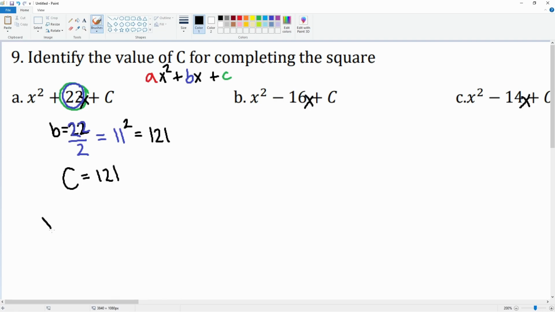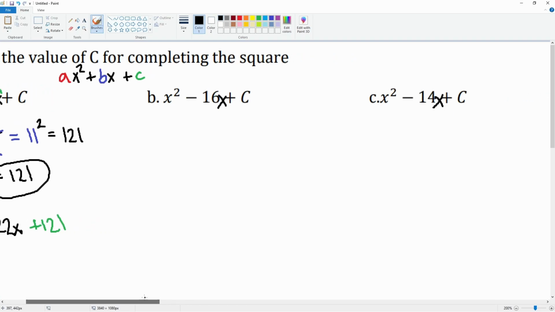That is the constant. So if we add a 121 here, this becomes a perfect square for us to factor. Okay, so that's it. But this is technically the answer. All I want is this constant here.